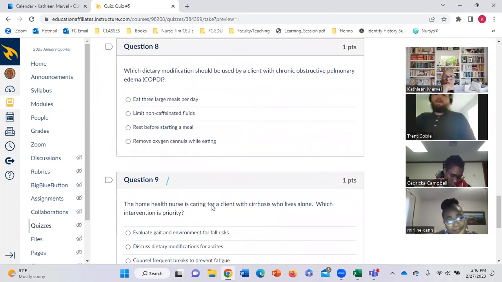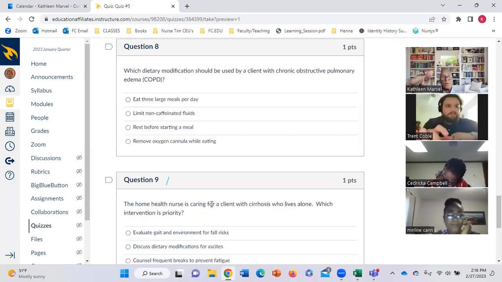Which dietary modifications should be used? So now these are getting into specific quiz questions on those chronic complex conditions. Which dietary modification should be used by a client with COPD? Rest, because he's going to be tired. It's not hard to exhaust somebody with COPD. Even eating can be exhausting for that patient.